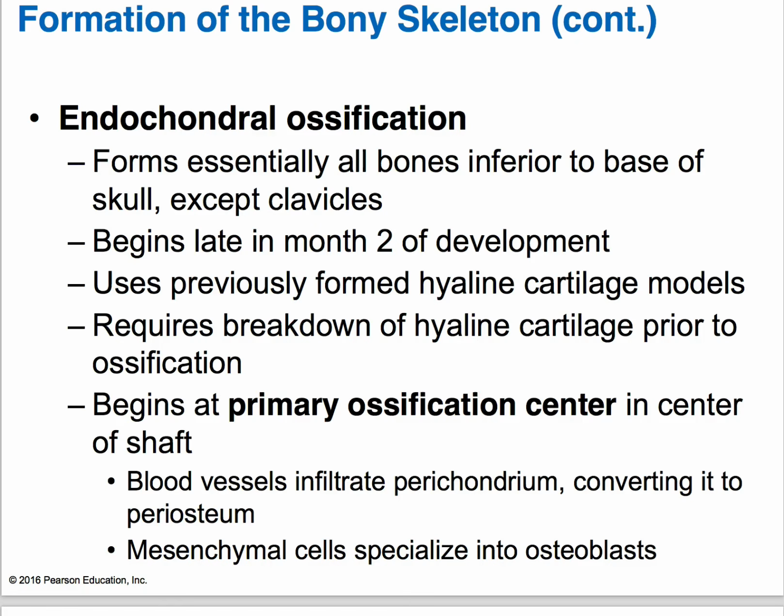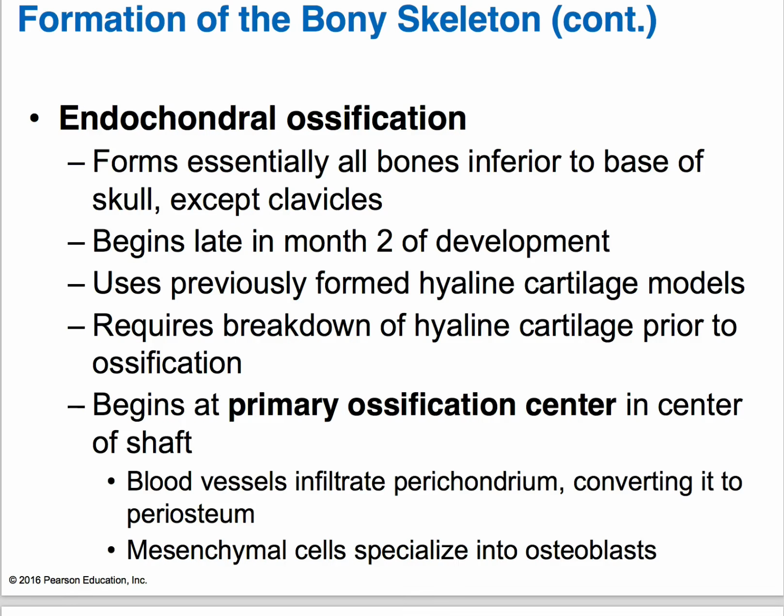But this process starts at a primary ossification center. This primary ossification center is found in the center of the shaft of the bone. So what happens is blood vessels infiltrate the perichondrium, and once that happens, it converts into a periosteum. Once you get blood vessels coming in, it brings life. In other words, it kickstarts this bone formation process, this ossification process.